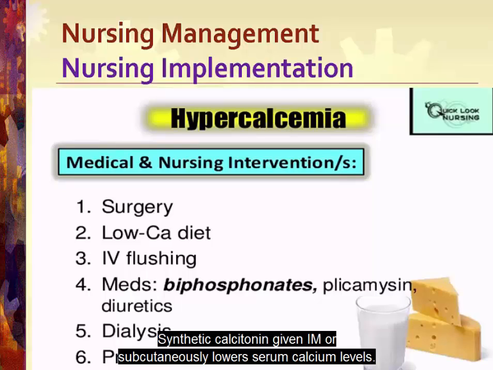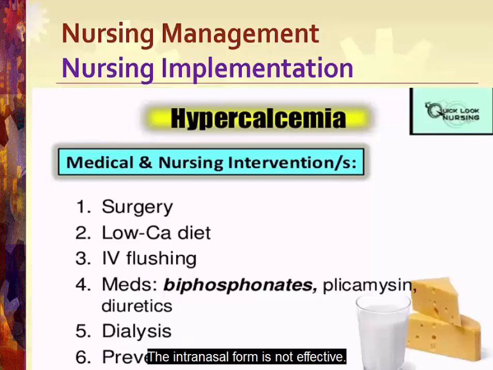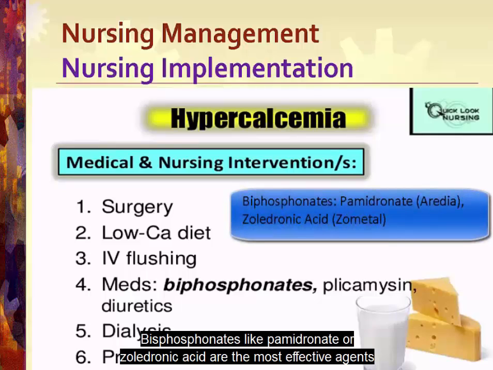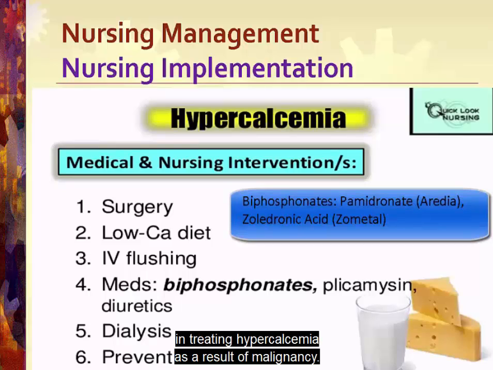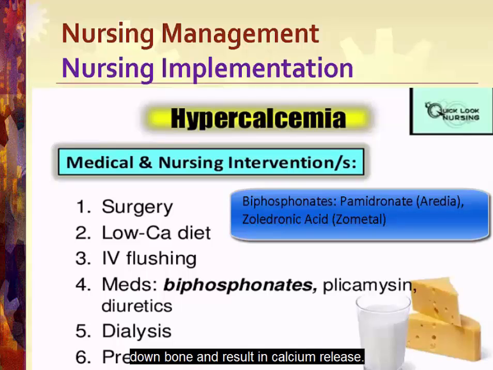Synthetic calcitonin given IM or subcutaneously lowers serum calcium levels. The intranasal form is not effective. Bisphosphonates like pamidronate or zoledronic acid are the most effective agents in treating hypercalcemia as a result of malignancy. They inhibit the activity of osteoclasts, and these are the cells that break down bone and result in calcium release.